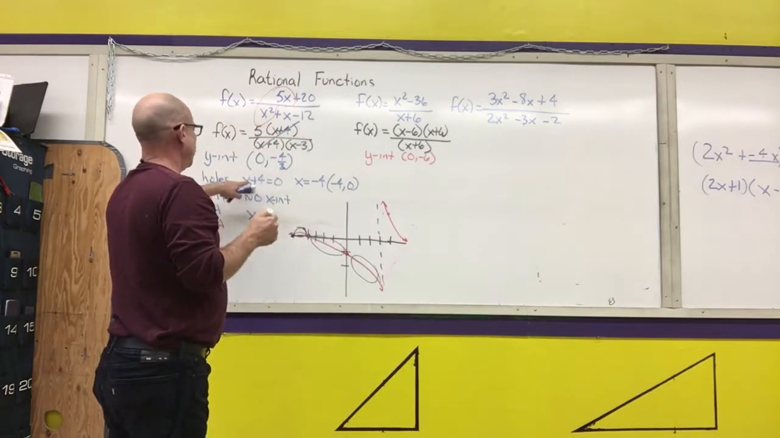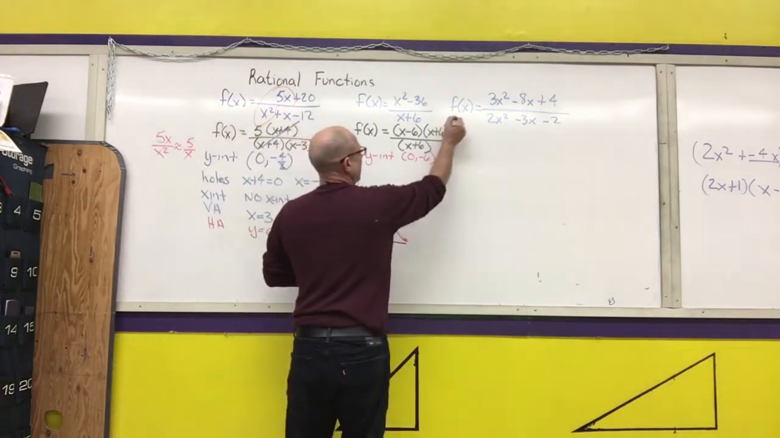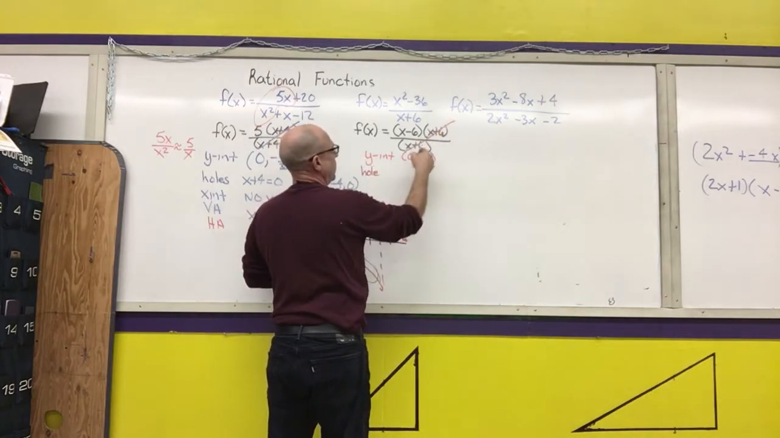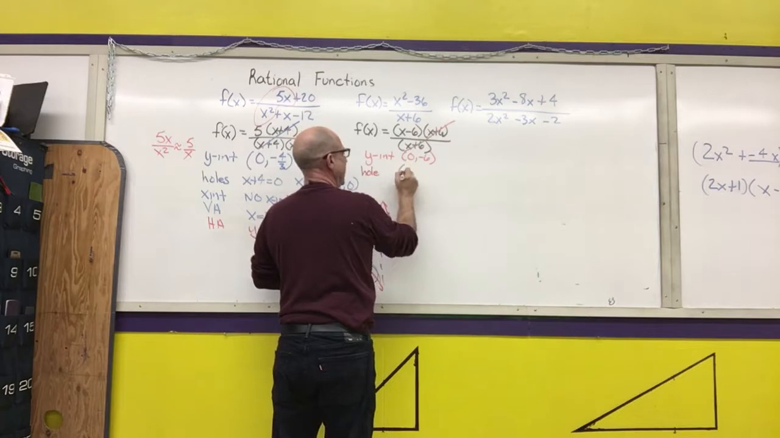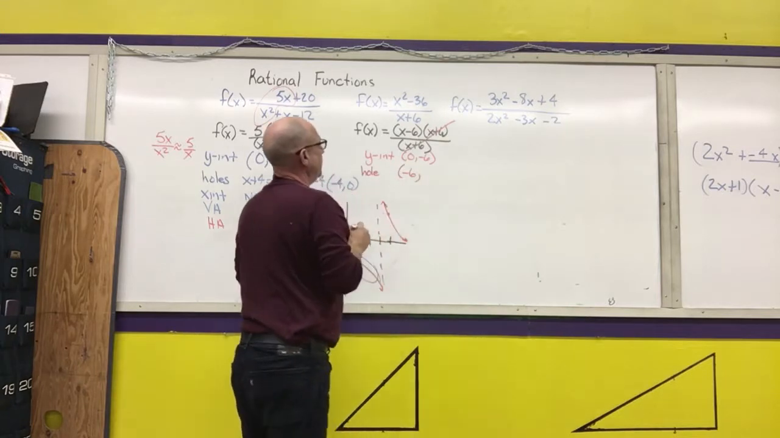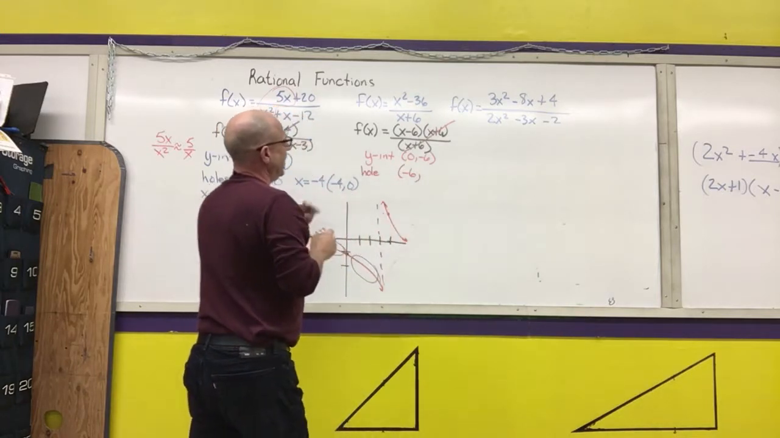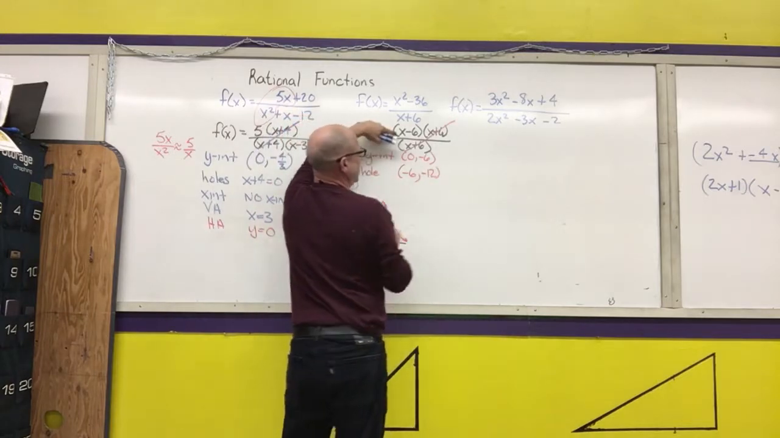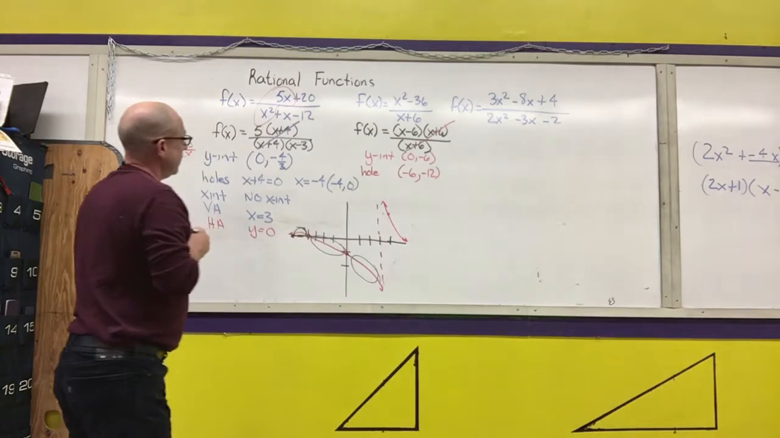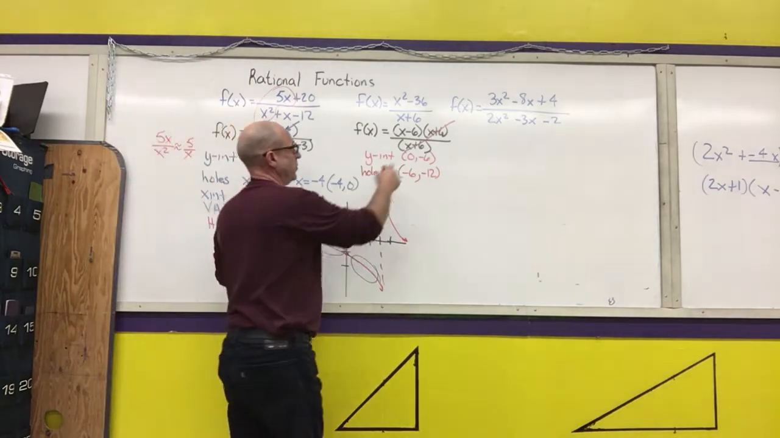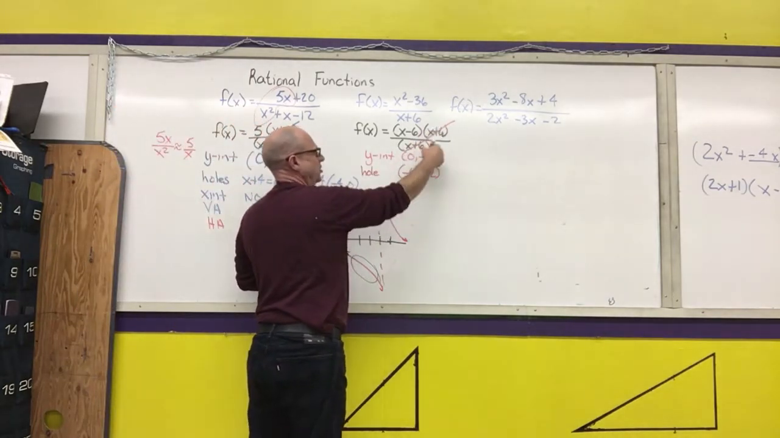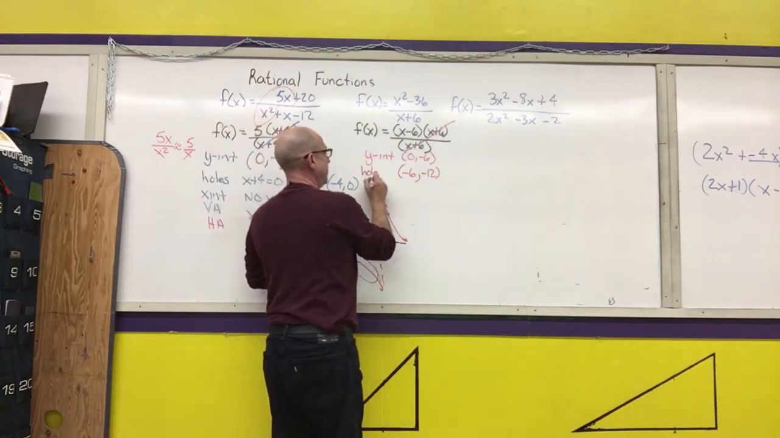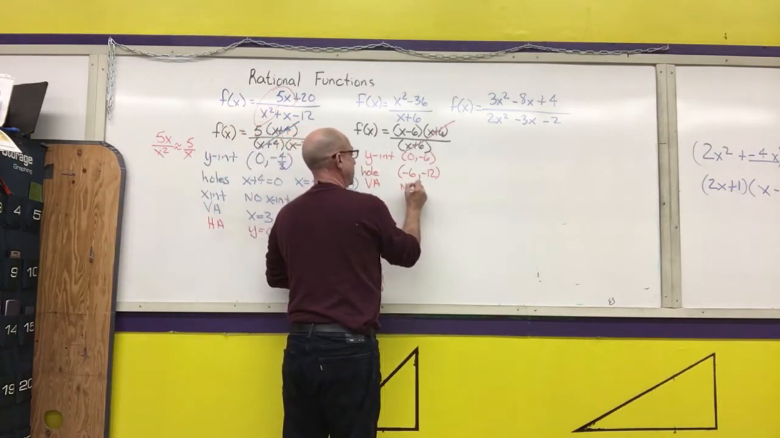Check for holes. Holes are where you have common factors in the numerator and the denominator. You are going to have a hole when x is equal to negative 6. And if you put a negative 6 into here, you're going to have a hole at negative 6, negative 12. Next is vertical asymptotes. In the simplified form, when is your denominator equal to 0? Never. We have no vertical asymptotes.